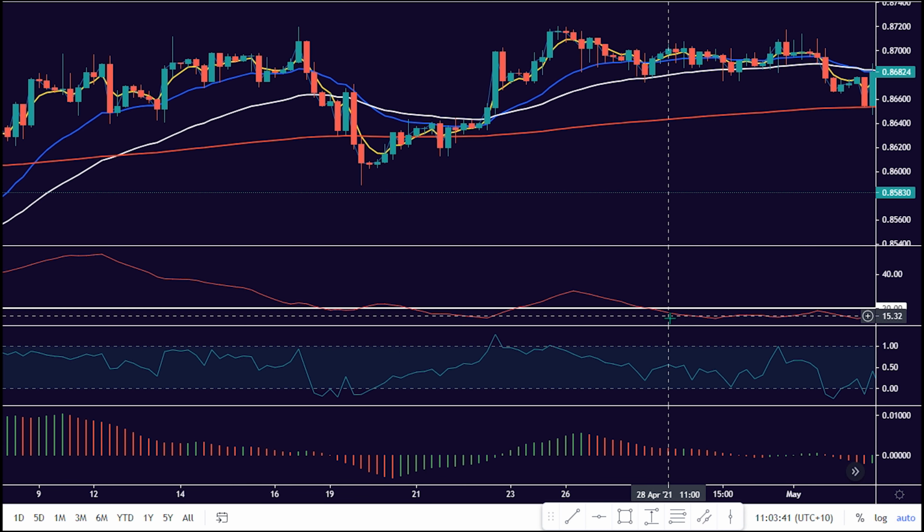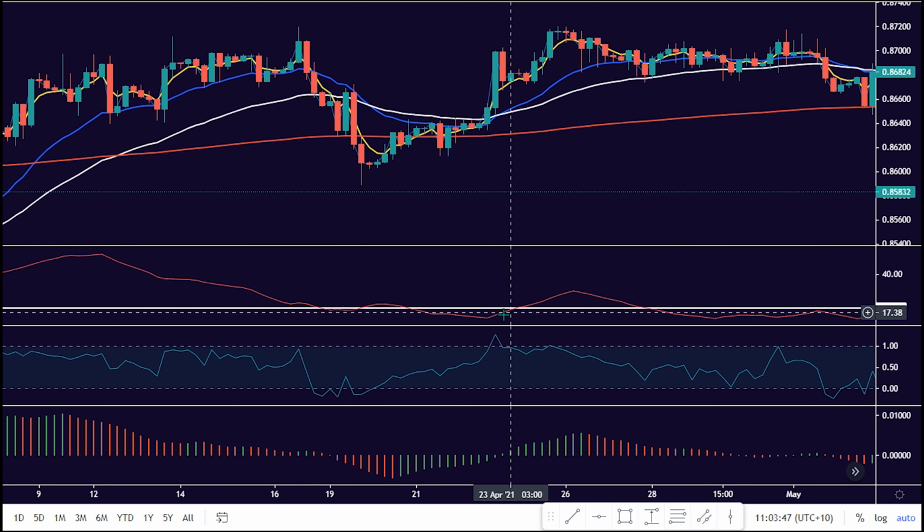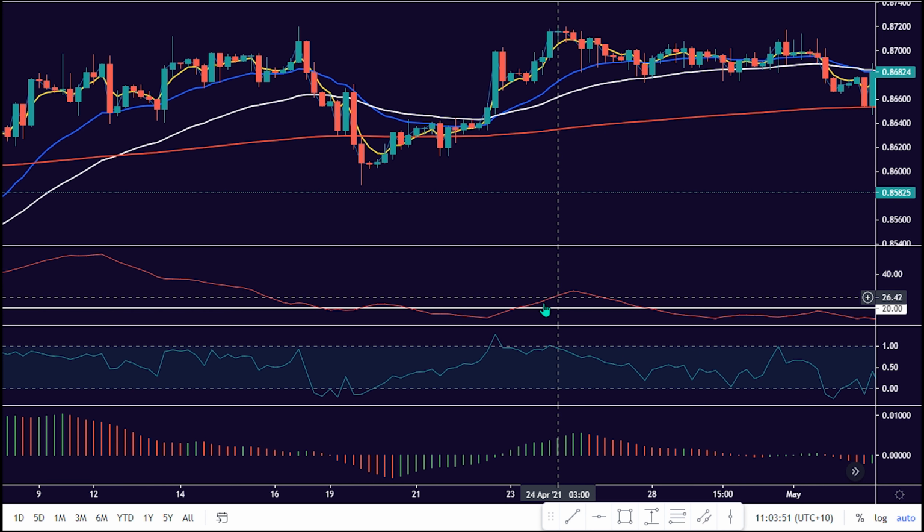Whenever the ADX line crosses below the 20 value, it signifies a weak trend. When it crosses above the 20 value, it signifies a strong trend.